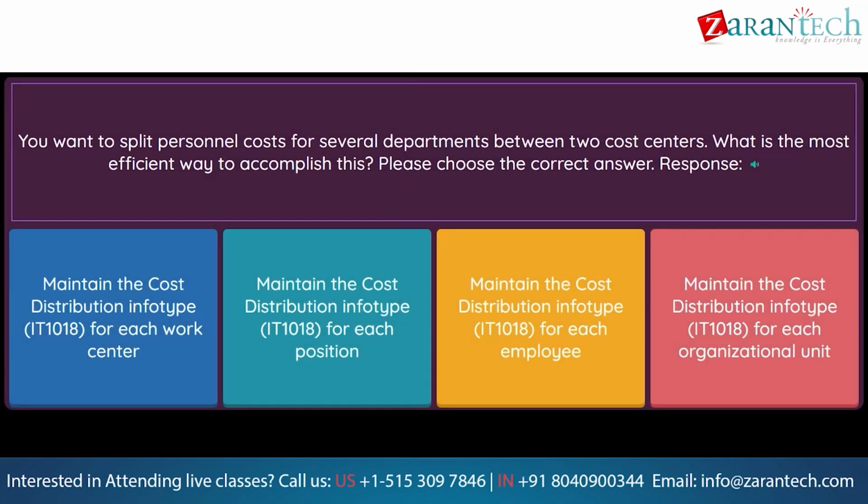Question: you want to split personnel costs for several departments between two cost centers. What is the most efficient way to accomplish this? Please choose the correct answer. Response: Option 1, maintain the cost distribution info type, IT 1018, for each work center.